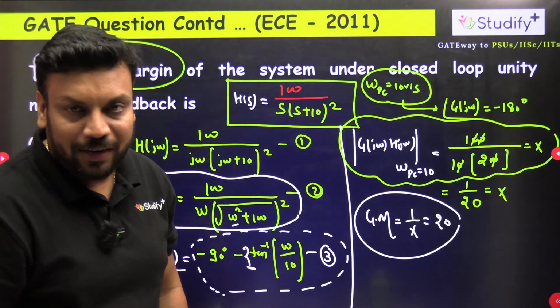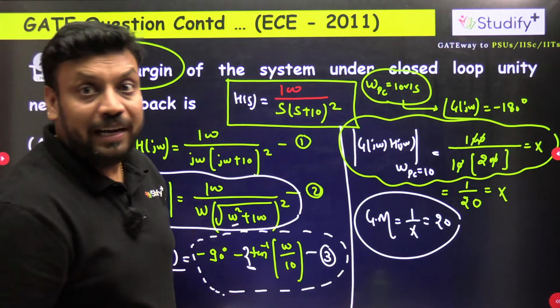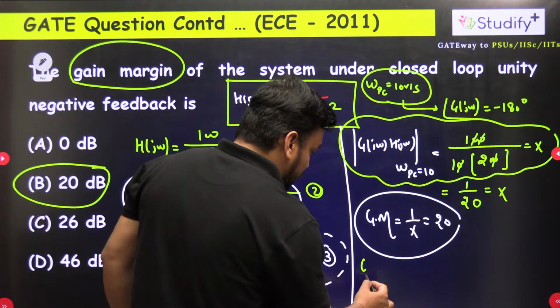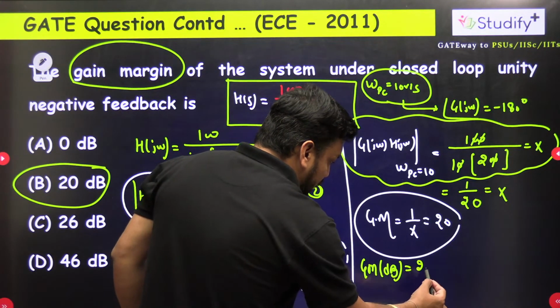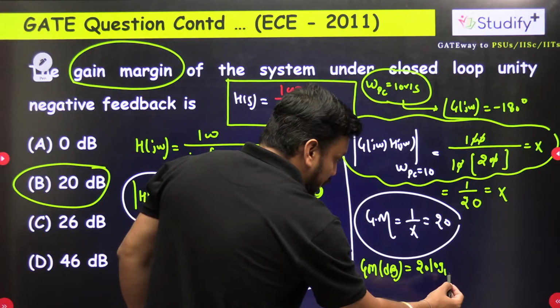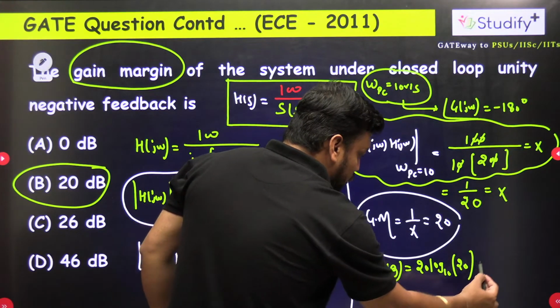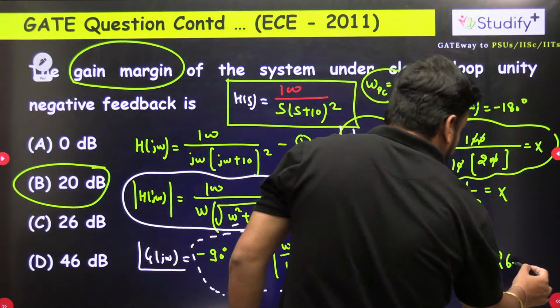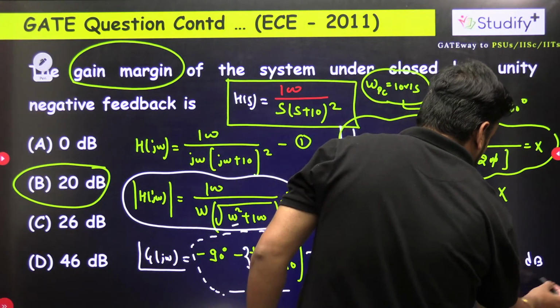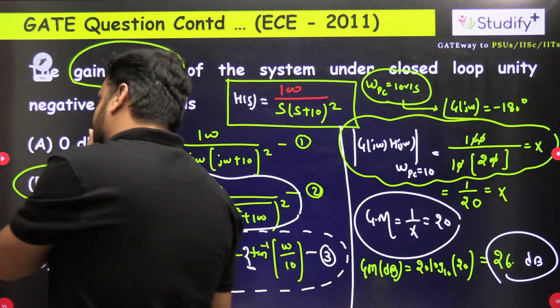Oh, this is a trap. What is it, sir? It is asked in dB. Oh, in dB. Okay, the gain margin is asked in dB. So once you calculate the gain margin in dB, you should get 20 log 10 20, and once you do this, you will get 26 dB something, guys. 26 point something. So the correct answer is 26 dB.